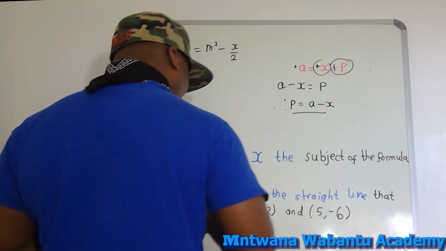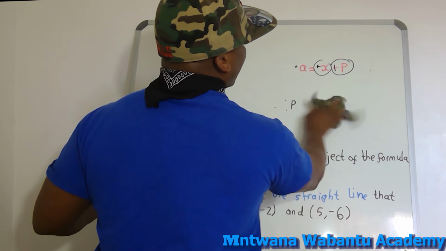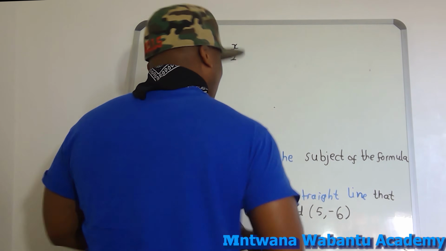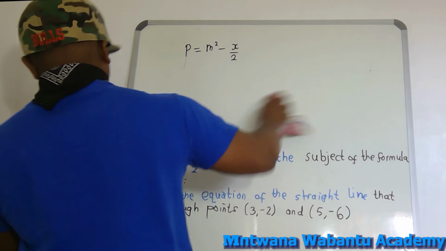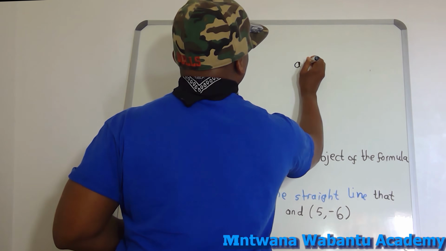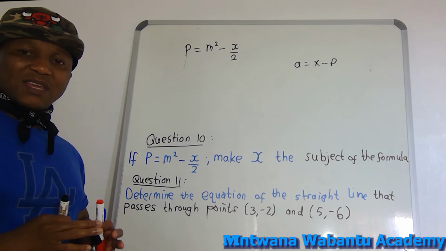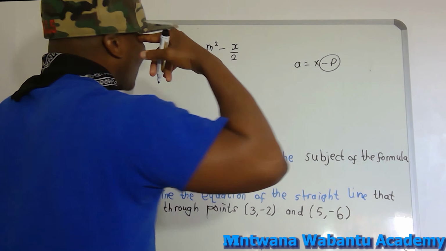Now let's go to the one with a negative. Let's say a equals x minus p. They say make p the subject. We see the sign of p there is negative. Nobody tells me, but I have to think critically, right?